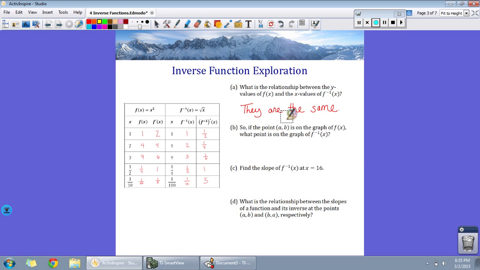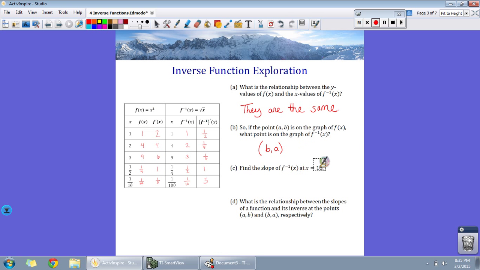So if we have the point (a, b) on the graph of f of x, what is the point on the graph of the inverse? For example, we can look at (3, 9) and (9, 3). So if we have the point (a, b), just like these two points, the x and y values are going to be switched.